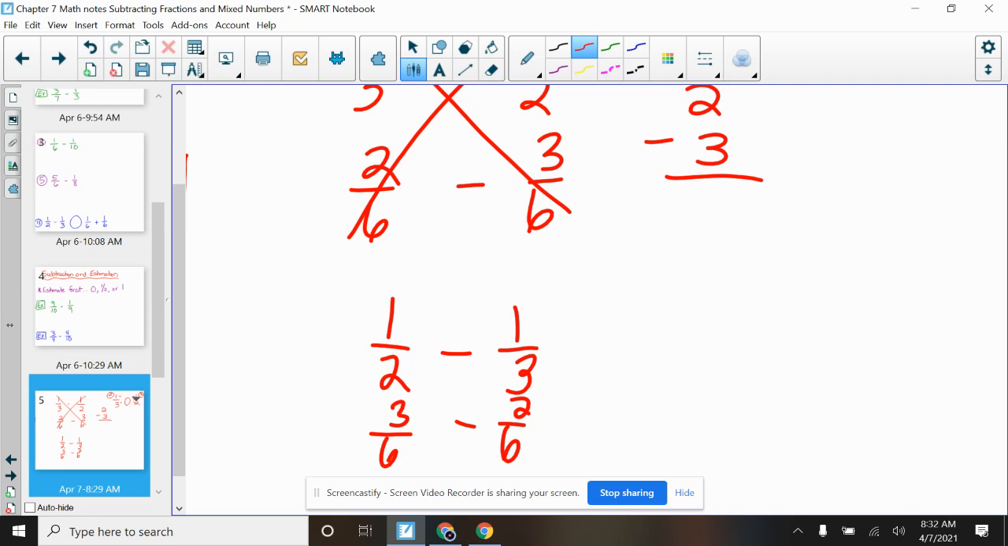Now, I'm betting a lot of you, even though you ended up with this, still got 1/6. But remember, you can't have a small number minus a big number, because really, if you do, where do you end up?